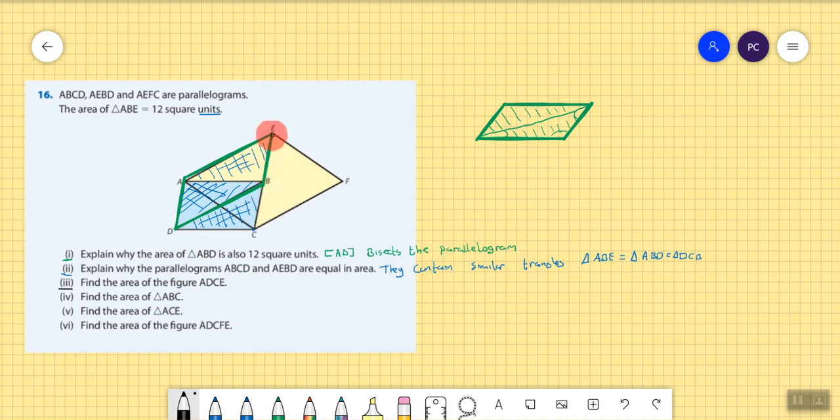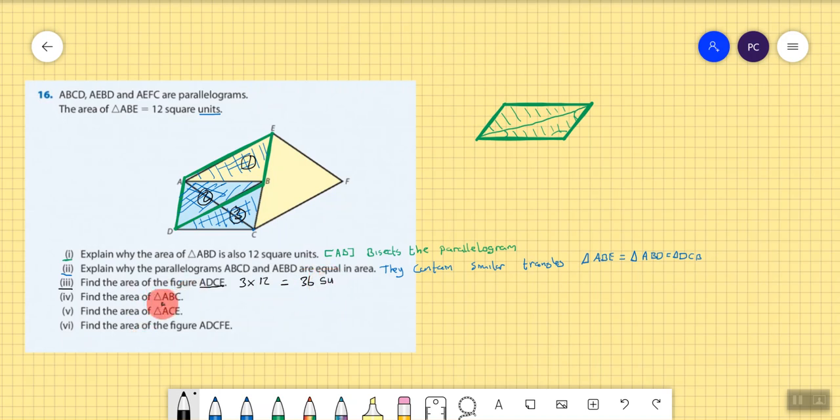So if we think about this, all this is made up of is 3 triangles. You have this one here, and they're all equal in area. You have this one here, 2, and then this one here, 3. So the area of this piece, ADE, is going to be 3 multiplied by 12, because each of those triangles is 12 square units. 12 and 12 is 24, and 12 is 36. So it's going to be 36 square units.